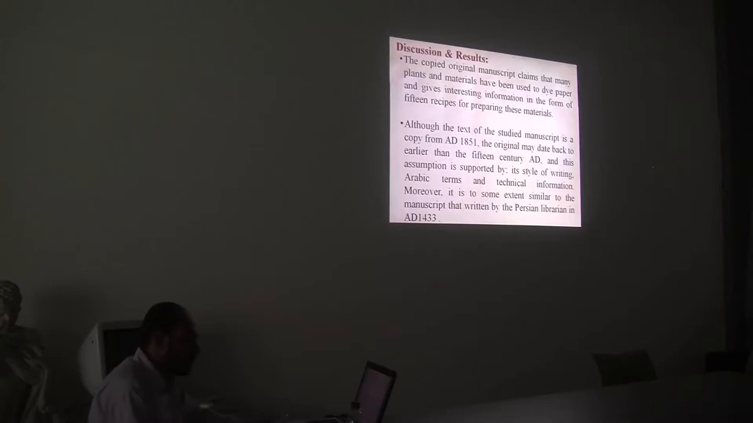The Coptic original manuscript claims that many plants and materials have been used to dye paper and gives interesting information in the form of 15 recipes for preparing these materials. Although the text of the studied manuscript is a copy from 1851, the original may date back to earlier than the 15th century AD. This assumption is supported by, number one, the style of writing, and the Arabic terms and the technical information used in the manuscript. Moreover, it is to some extent similar to the manuscript written by the Persian librarian in 1433.